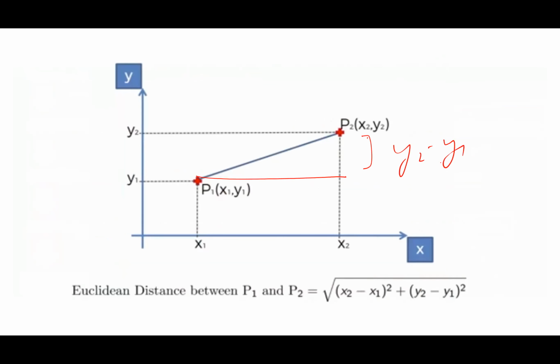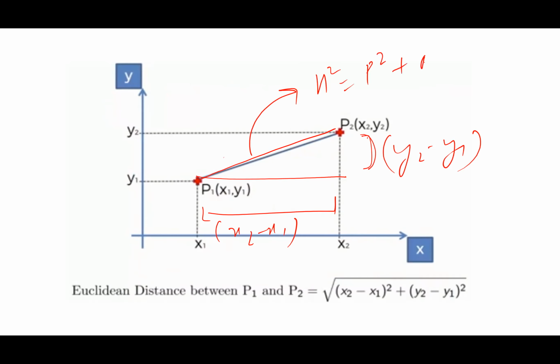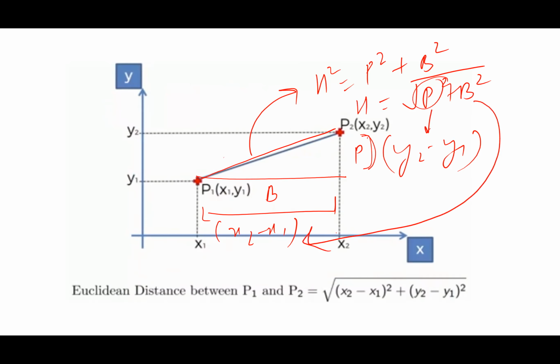So this distance is what? y2 minus y1. And this distance is what? x2 minus x1. I want to find this distance. So based on Pythagoras theorem, this distance will be what? Square of this plus square of this, right? And under root of that. So we know hypotenuse square is equal to perpendicular square plus base square. This is perpendicular, this is base, right? If I want to find h, it will become under root of perpendicular square plus base square. So perpendicular is this, my base is this, right? Simple, all of you must be knowing it.